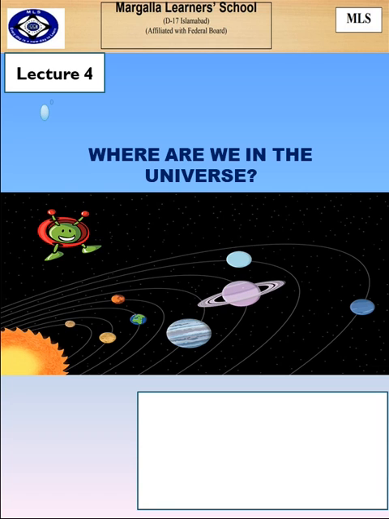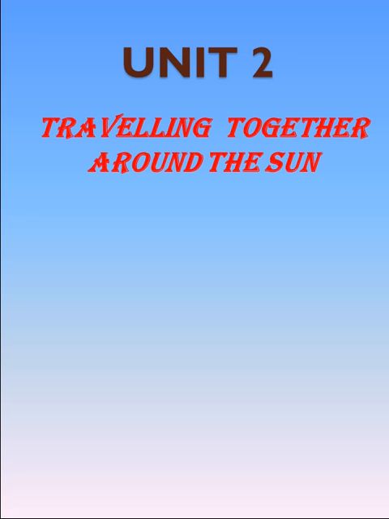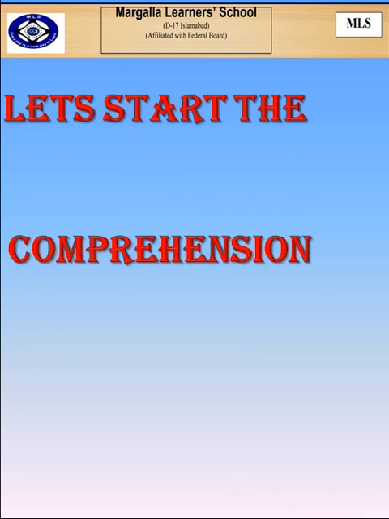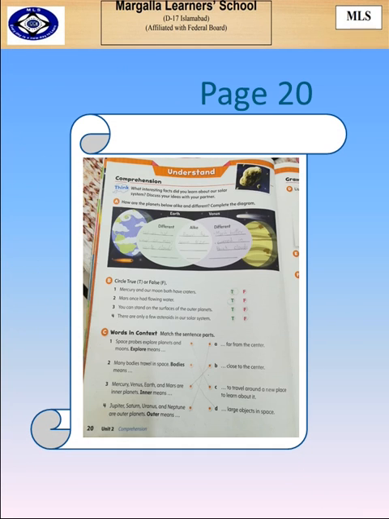Today, we are going to complete page number 20. We are done with the reading of Unit 2, Traveling Together Around the Sun. Let's start our comprehension. Open up your books, page number 20, A part.